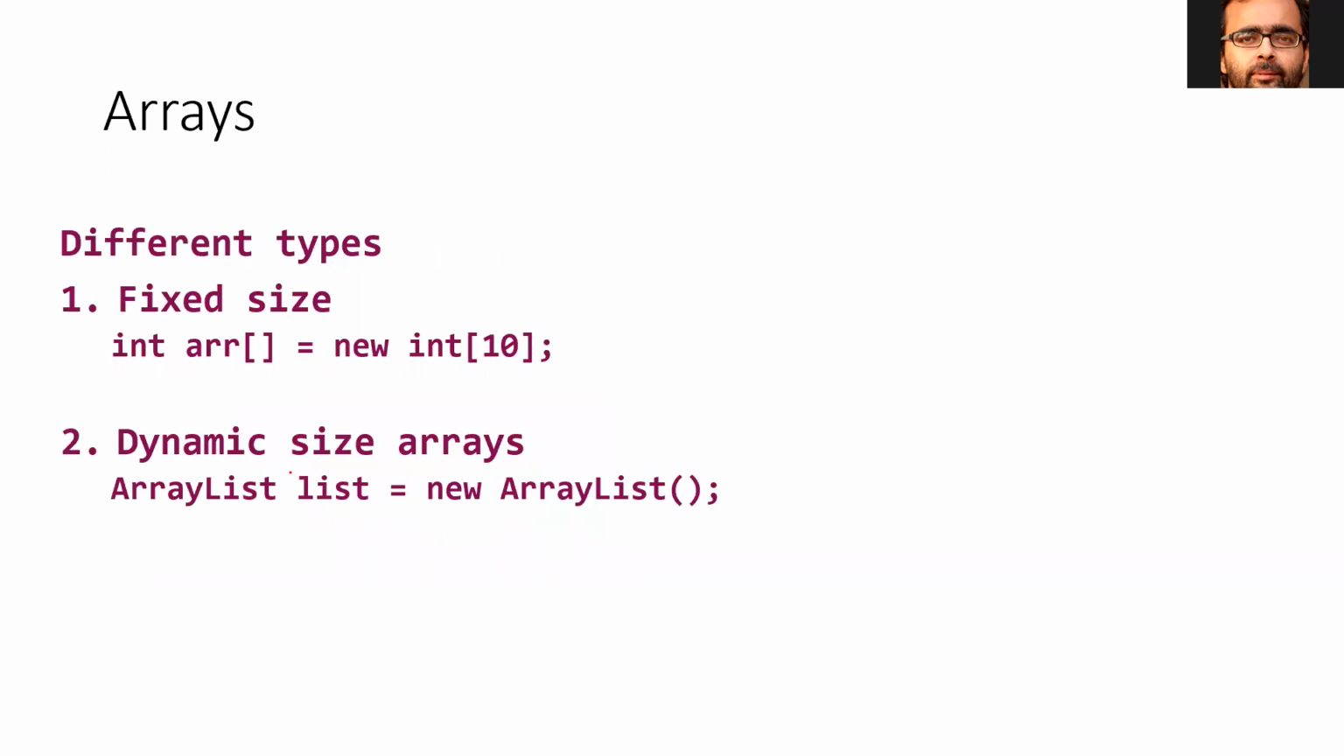Next one is this: what are the different types of arrays, right? So we have two different types of array. One is the fixed size. I just explained this example. Another one we have is dynamic size arrays.